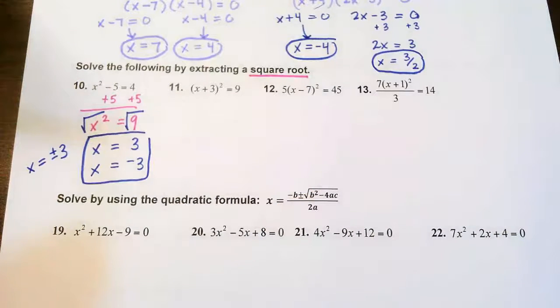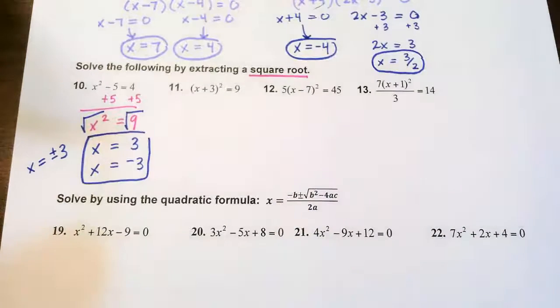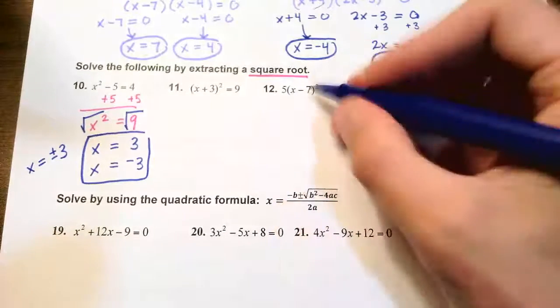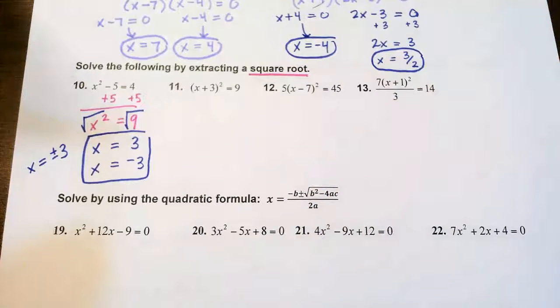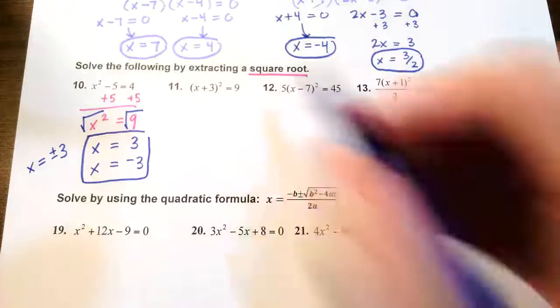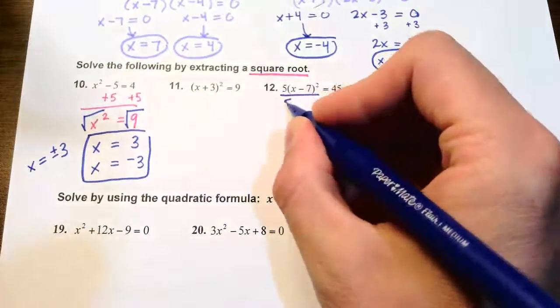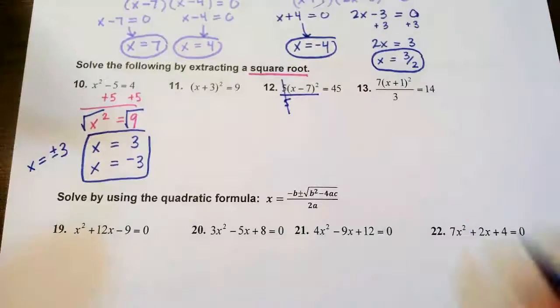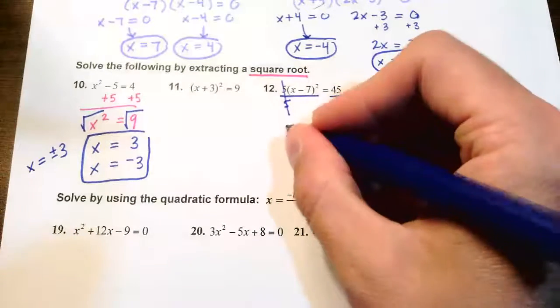All right, let's look at some that are a little more complicated. We're just adding a little bit more to it, and we're going to do the root part in the middle of this. I'm going to go ahead and do number 12. So I'm going to be using the square root to get rid of that power of 2. But before I do that, there are some other things on the outside. I'll have to get rid of that 5. So in this problem, I'm going to simply divide by 5 on this side, divide by 5 on this side, and see what we have left.